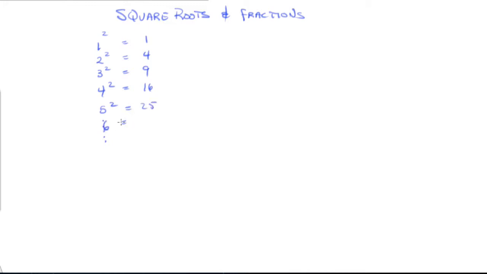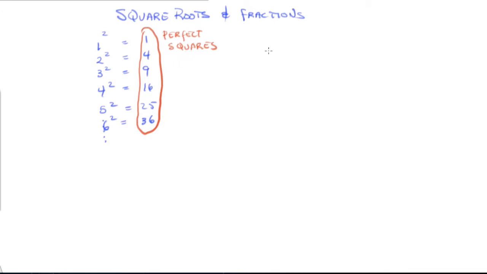6 squared is 36. These numbers here that I will circle in red are what are called square numbers, perfect square numbers. Perfect squares. They're called perfect squares because they come from squaring whole numbers, and they give you new whole numbers. But what's nice about these perfect squares is we can square root them easily.